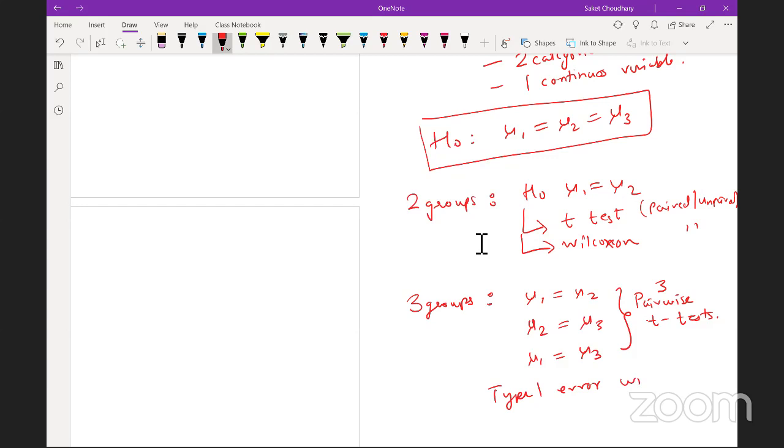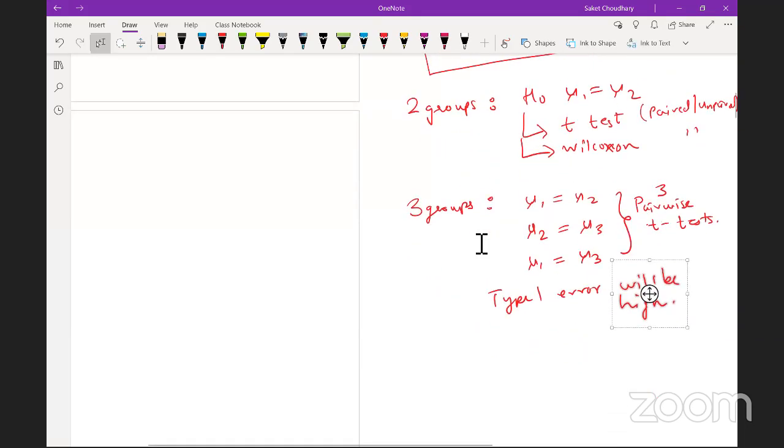Type 1 error will be high. Why will it be high? Because we're doing multiple tests, and in each test there is a certain chance of rejecting the null hypothesis even though it's actually true. And we are doing multiple tests of this, so everything gets multiplied, right? So it's almost three times the type 1 error of one test. Okay, not exactly, but almost.